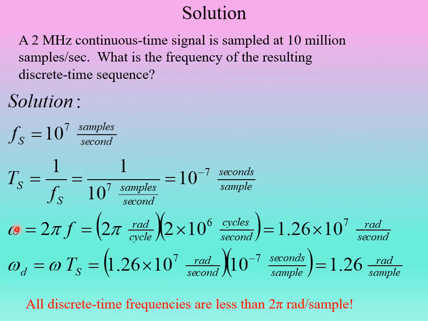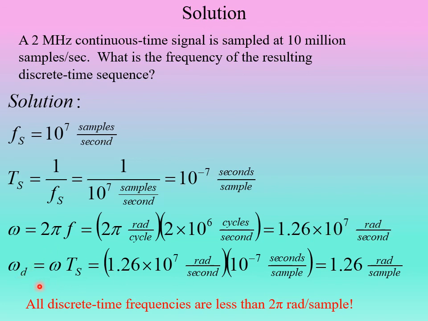All right, we can figure out what omega is. Remember, this is continuous time now. Omega is just 2 pi f, so we have 2 pi radians per cycle times 2 times 10 to the 6th cycles per second. Where did I get this number? Well, that was given to us, 2 megahertz. So that's equal to 1.26 times 10 to the 7th radians per second.